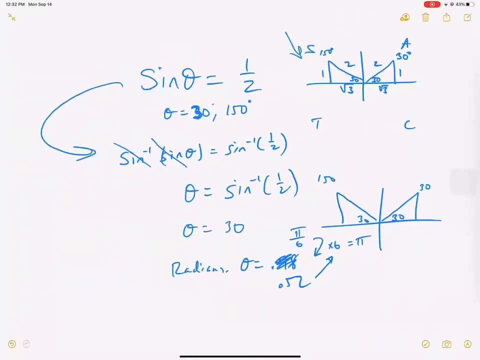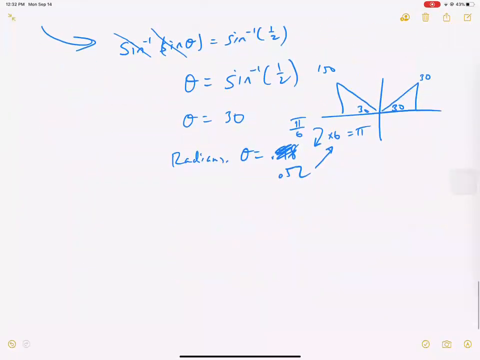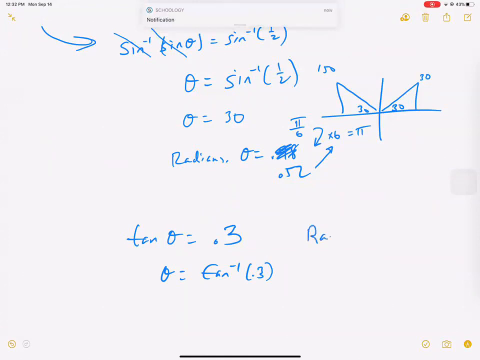Now for your other problems, you'll end up with problems that will say, for instance, tangent theta is 0.3, let's say. So you just do inverse. Theta is equal to tan inverse of 0.3. Plug that in your calculator and you're done. Make sure you're in the radians or degree mode. That's the part that's going to mess you up.